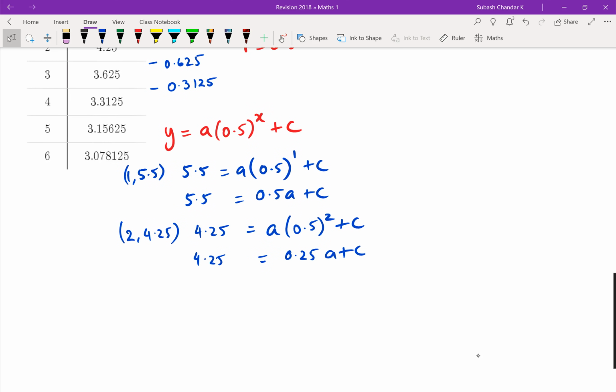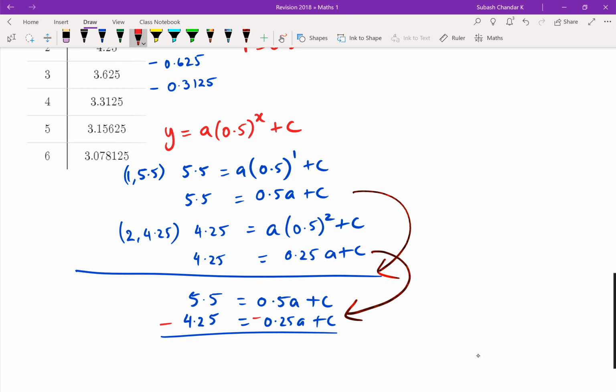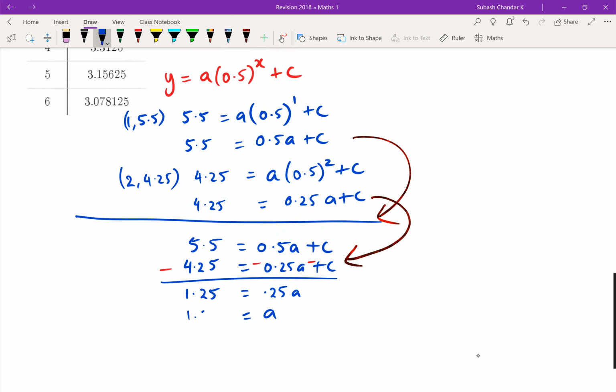So I'm going to write this equation at the top here: 5.5 equals 0.5a plus c. And I'm going to write the second equation below it, which is 4.25 equals 0.25a plus c. And then I subtract both of them. 5.5 minus 4.25 is 1.25, equals 0.5 minus 0.25, which is 0.25a. c minus c is 0. So then a is equal to 1.25 divided by 0.25. a is equal to 5.